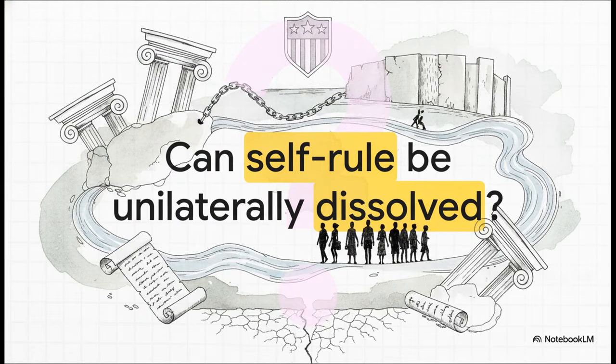Which leaves us with this final, incredibly provocative question posed by the author. Can a free people maintain meaningful boundaries around their community of self-rule, or can those boundaries be unilaterally dissolved by those who enter in knowing violation of the community's laws? It is a stark challenge to the current legal consensus. It frames the debate not just as a matter of immigration, but as a fundamental fight over what a nation actually is.